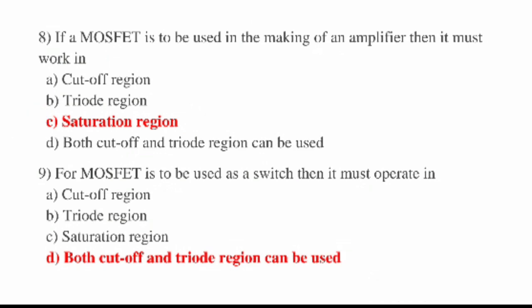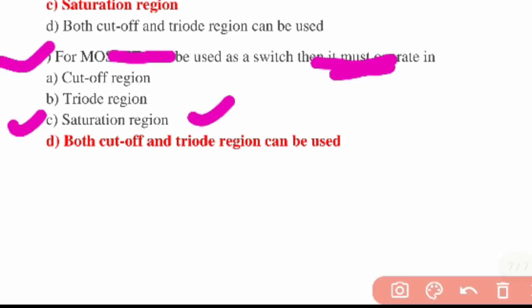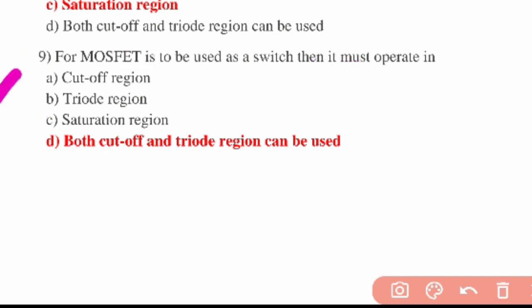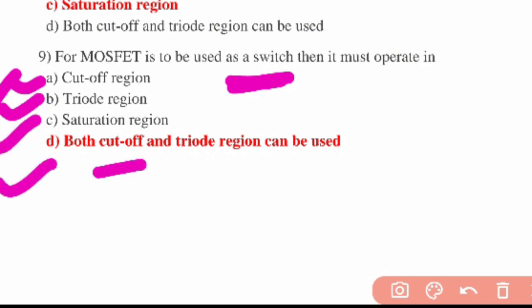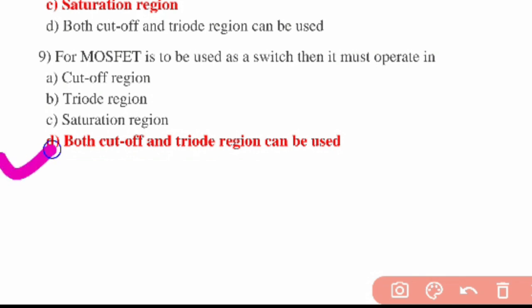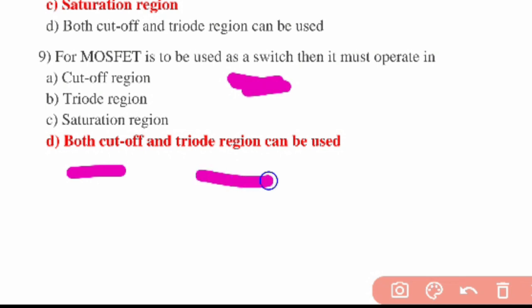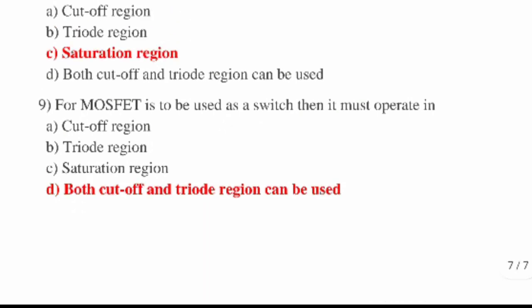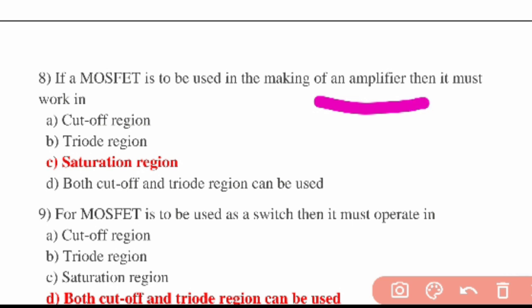Question number 9. If a MOSFET is to be used as a switch, then it must operate in option A, cutoff region, B, triode region, C, saturation region, or D, both cutoff and triode region can be used. Then the answer is cutoff and triode region can be used. Means when you use MOSFET as a switch, then it operates in cutoff and triode region. When you use MOSFET as an amplifier, then it operates in saturation region.